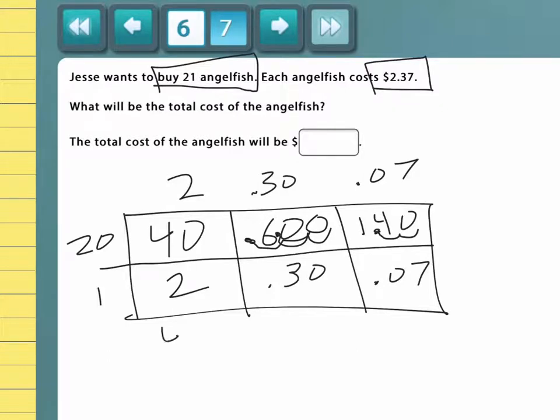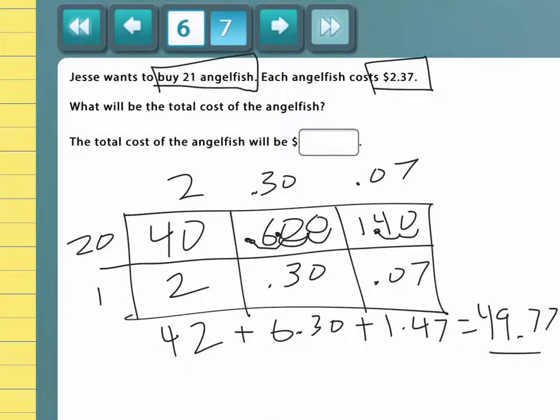So let's add these all up. You get 42 plus $6.30 plus $1.47, and that's going to equal 49 and 77 cents. So $49.77. And if you estimate it, about 20 times 2 is, yeah, it seems like a reasonable estimate.